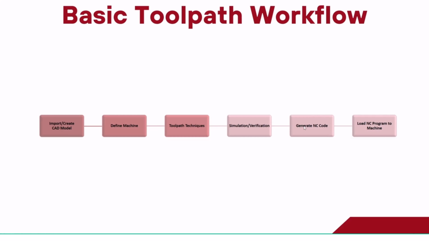So we have to set our machine; we are using a generic CNC milling machine. Then we generate the NC code for that machine. We copy that CNC code, or NC code, and then we load this NC code into the CNC machine for the real program to be done. So this is the basic toolpath workflow we do in almost all types of CAM software.